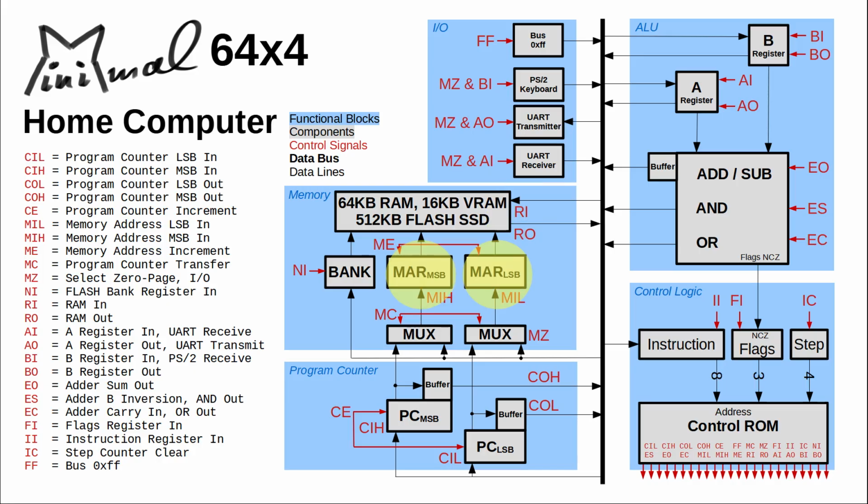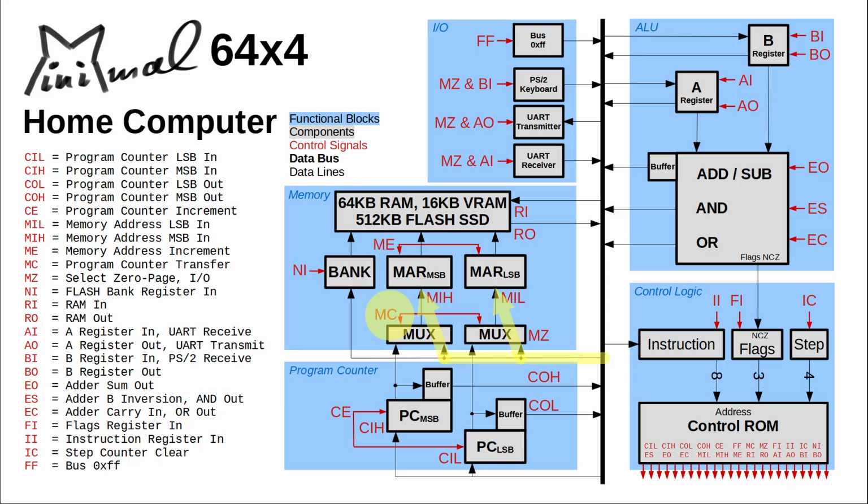The 16-bit memory address register, MAR, again consists of a most and a least significant byte. The MAR's output lines permanently define the address lines of the RAM and the flash chip. The two control signals MIL and MIH for memory address register input low and high read a value from the bus into either the LSB or MSB part. The control signal ME increments the current value held by the MAR. But there is a bit more to unpack here.